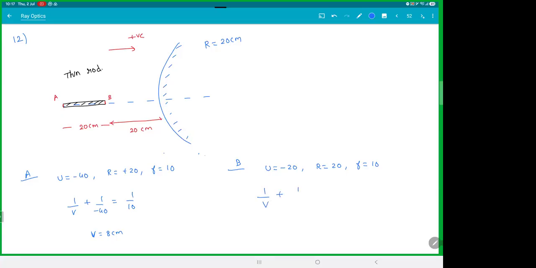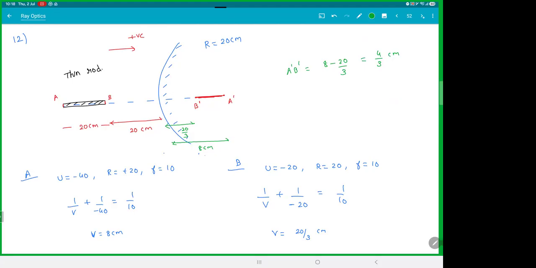So 1 by v plus 1 by minus 20 is 1 by 10. And this is how much? 20 by 3? Yeah, you're done. So for A, v is 8, and for B, 20 by 3 is 6.66, right? So B dash will be somewhere here, A dash will be somewhere here. That means the entire rod's image is this. And what is this length here? This was 20 by 3 and this was 8 centimeters. Therefore A dash B dash will be 8 minus 20 by 3. That is 4 by 3 centimeters. All clear with that?